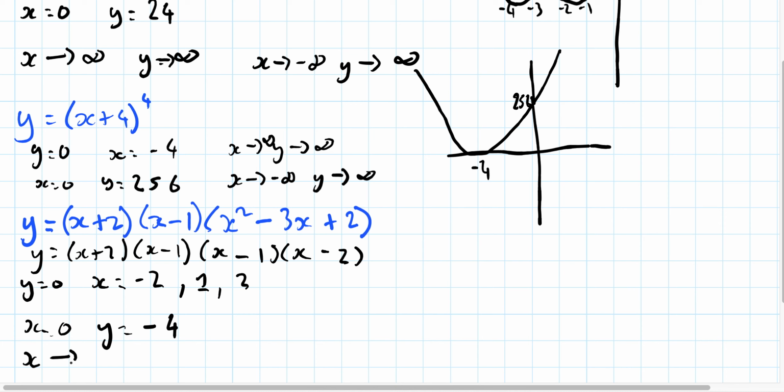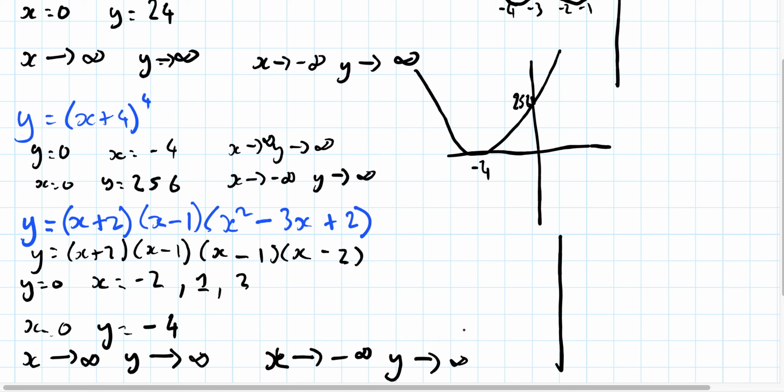And then when x goes to infinity, y also goes to infinity. When x goes to negative infinity, y also goes to infinity. Okay, so we'll draw our graph here. So the values we need are -2, 1, and 2. It can be a rough sketch, and we need -4 here.